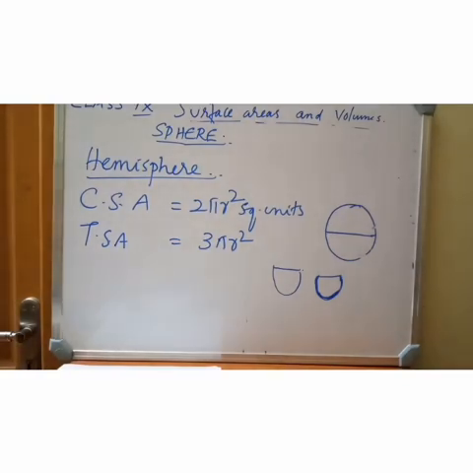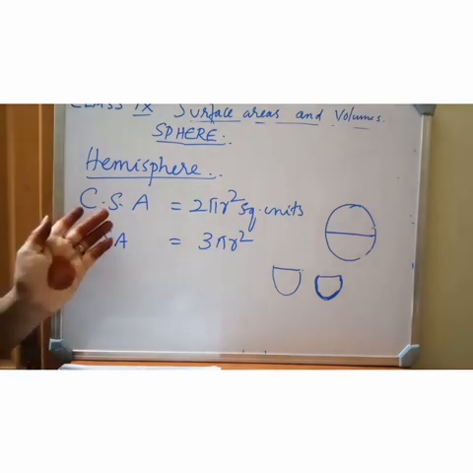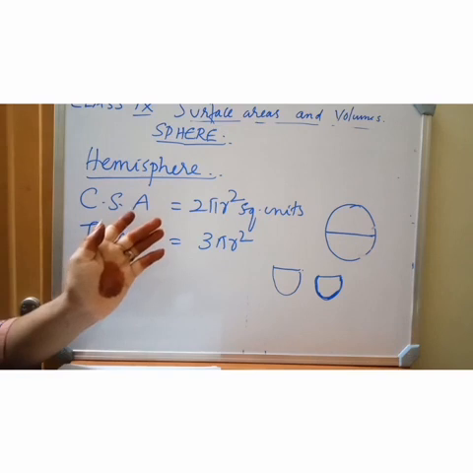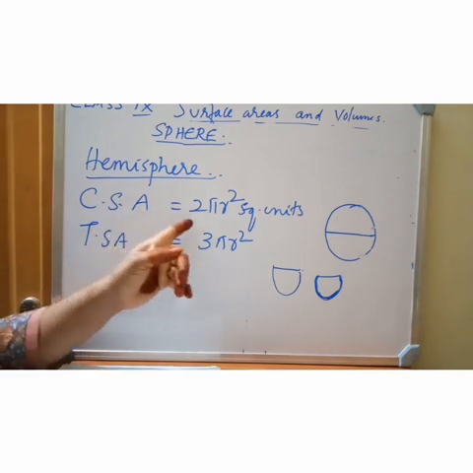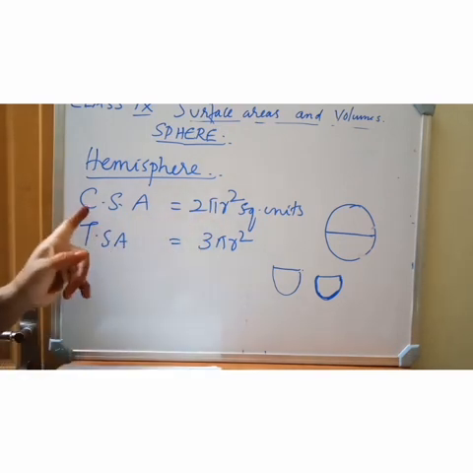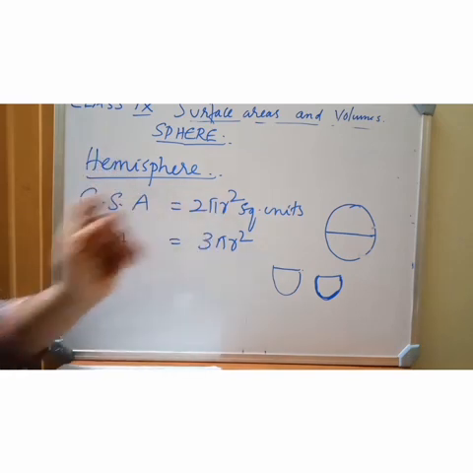Listen here. Let us see the hemisphere shape. Okay. So hemisphere, you know what is a hemisphere? If we cut a sphere into two halves, we call each half a hemisphere, isn't it? So what is the curved surface area of a hemisphere? Surface area of a sphere is 4 pi r square. If we cut it into two, what will be the formula? Curved surface area is equal to 4 pi r square divided by 2, that is 2 pi r square. So curved surface area of a hemisphere is equal to 2 pi r square.